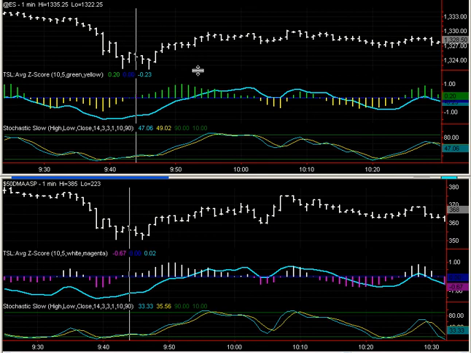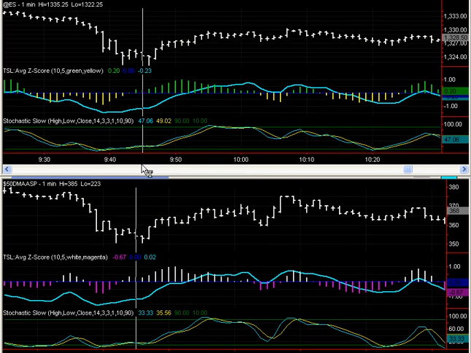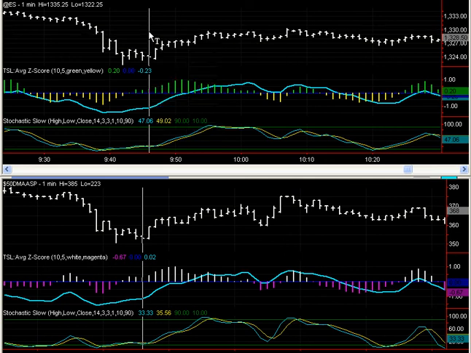You'll also notice that we're divergent on the stochastic, particularly so right here where we tag the low. Come back here, test that low, we're divergent, and off we run.